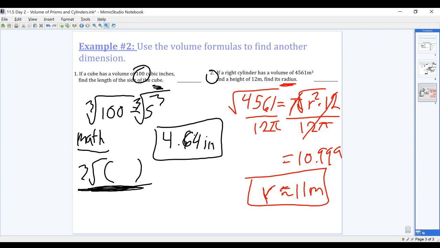So you might need to reverse engineer some of these problems like this, or just punch things into the formulas, and then you're done. And that's the volume for cylinders and other prisms.